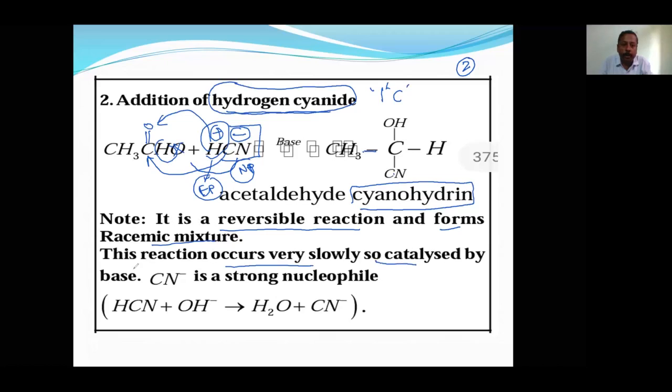So it is catalyzed by the base, because OH minus is required so that CN minus can be produced easily. HCN is a weak acid, therefore CN minus cannot be produced. CN minus will be produced if you use OH minus. So this is the reason why it is base catalyzed. I think it is clear now.